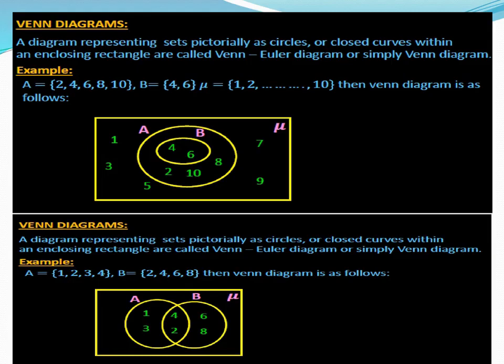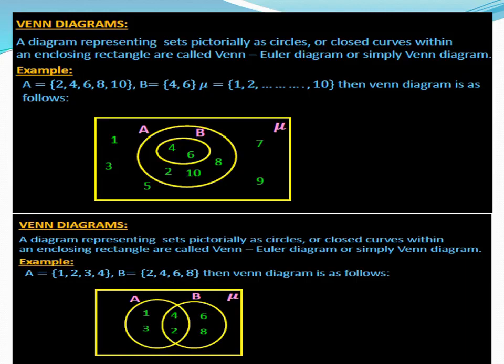Then we draw a circle for these two elements, that is, set B. What elements are remaining in mu? 1, 3, 5, 7, 9 are right outside of set A, meaning circle A.